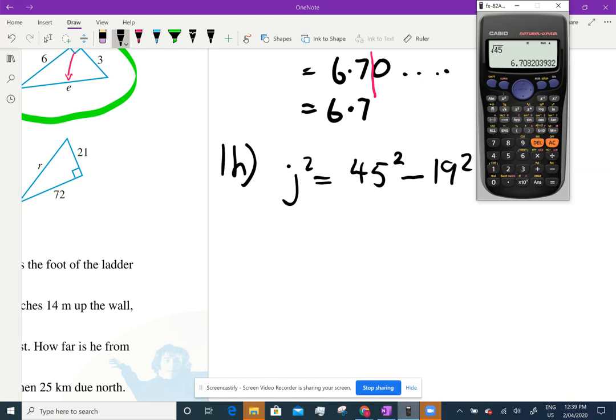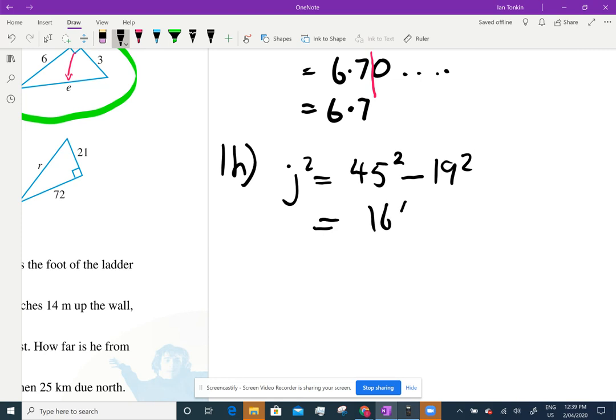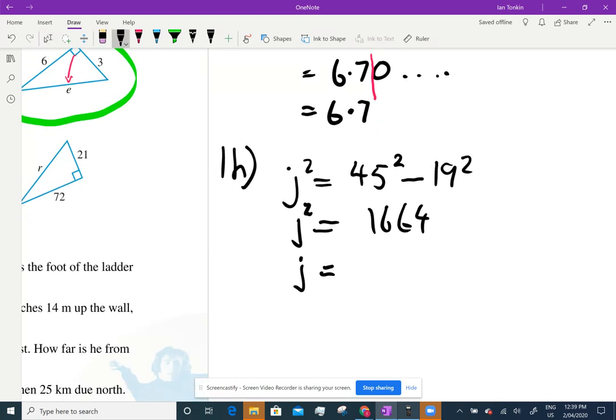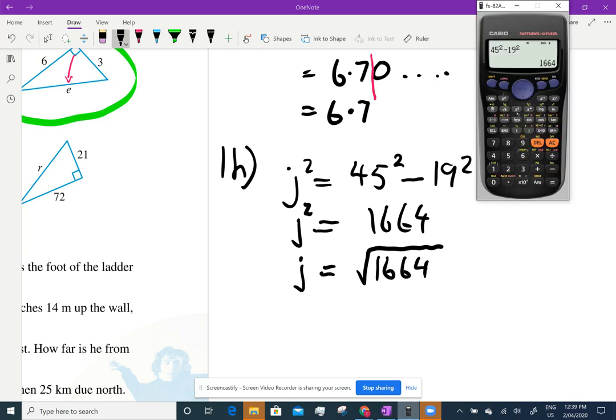Again, straight to my calculator. 45 squared minus 19 squared. And there we go, 1664. And that's what J squared is equal to. Now J will equal the square root of that. It's just an equation. And again, calculator. Square root 1664. 40.792.